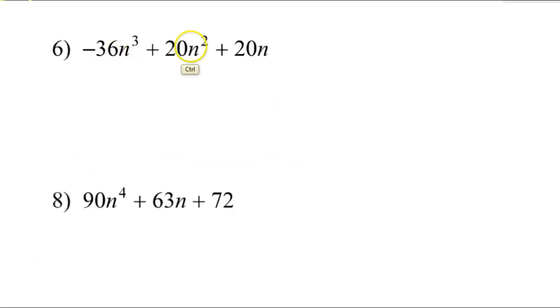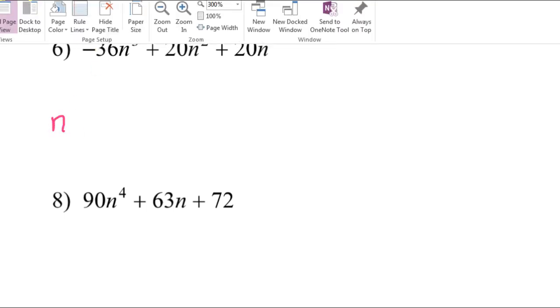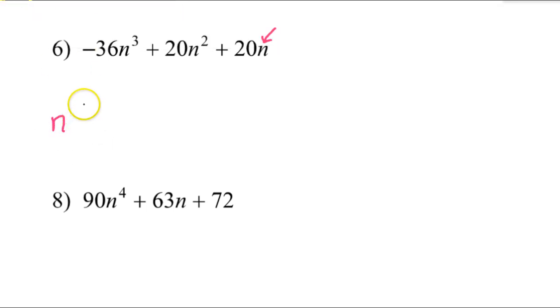Okay, these are in descending exponential order. I'm noticing that every term has a variable, so that means the GCF will have variables in it. I'm noticing that the smaller number of variables is n, so that means my GCF will have n in it. So now I just need to worry about the numerical part.